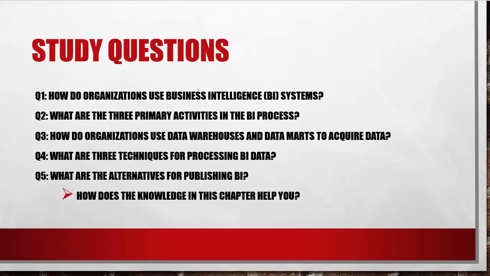So hopefully by the time we get done with this chapter, you'll understand what business intelligence systems are. They go by BI. You might also see them referred to as data analytics. There's three primary activities for the BI process. We also want you to understand what a data warehouse is compared to a data mart and how organizations are using those. We also want to look at some techniques for processing BI data.